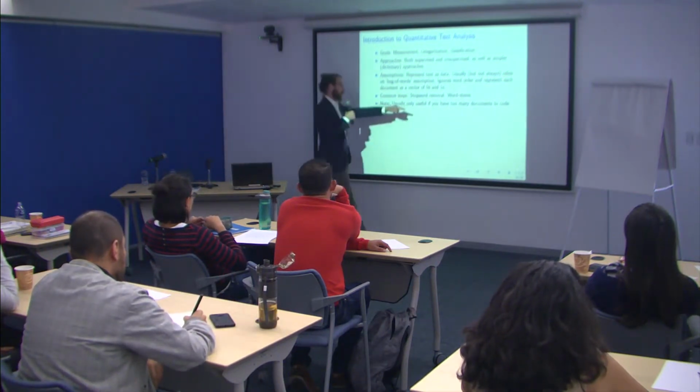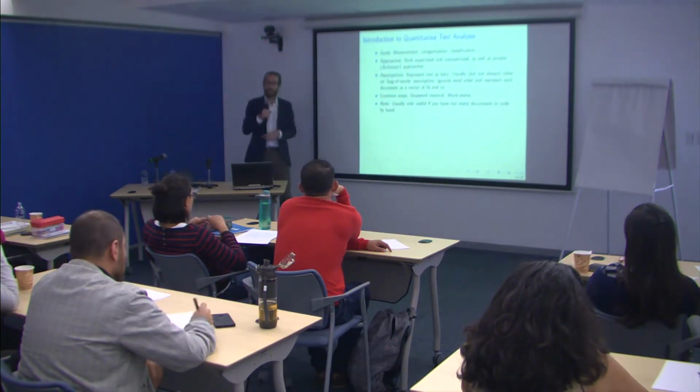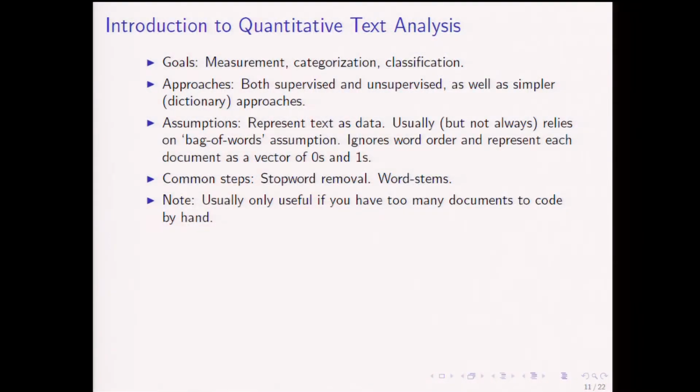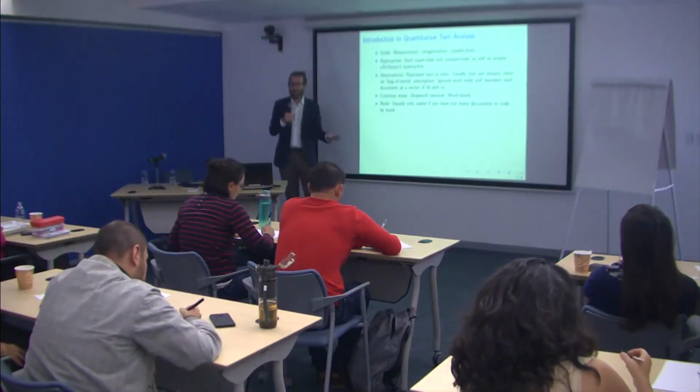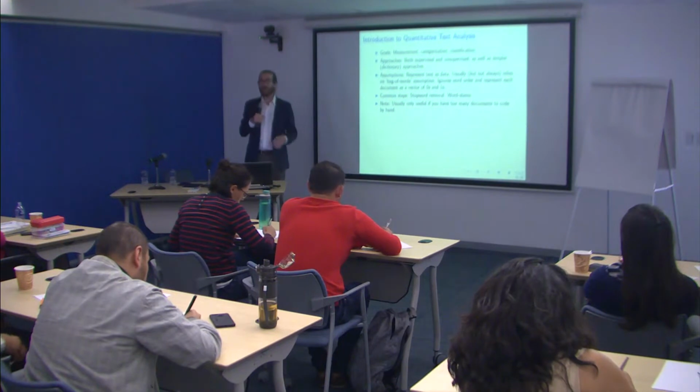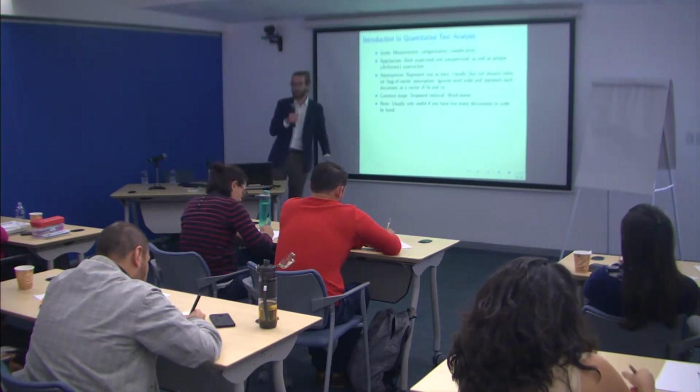Word stems. Often you reduce words to their stem, right? So let's say corruption, corrupt, corrupted. Maybe I want to treat those as the same thing, and so I run my text through a stemming dictionary that reduces all of those to corrupt. And these stemming dictionaries exist for almost all languages in the world. They exist in Spanish, they exist in Serbian, they exist in Arabic, they exist in Mandarin. You just have to find them.